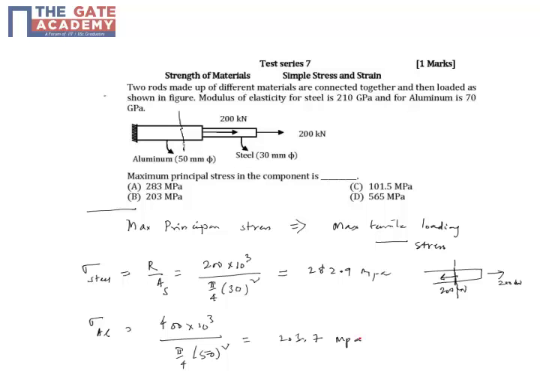So out of these two, the maximum is 282.9, which if you round it off is 283. So 283 MPa is the maximum stress in the component, because you have to compare everything and whichever is the maximum is the answer. So 283 MPa in steel.